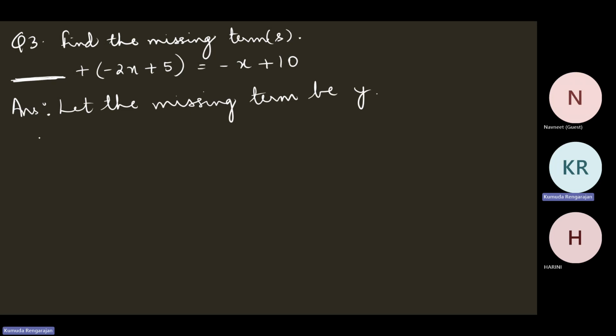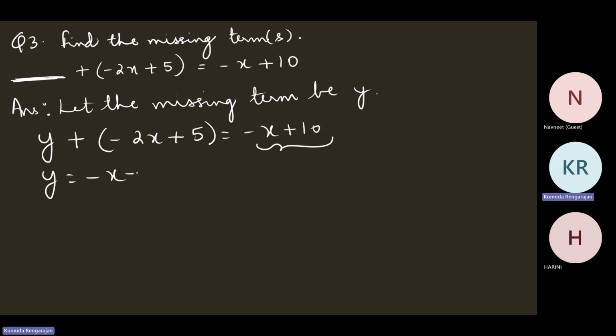So it'll be y plus minus 2x plus 5 is equal to minus x plus 10. Now y is equal to, write what is here, minus x plus 10. And this is transposed. This is taken to the other side. When you take this to the other side, whatever is in the bracket will come as it is. Now this bracket is preceded by a plus sign. When you transpose, it becomes minus.